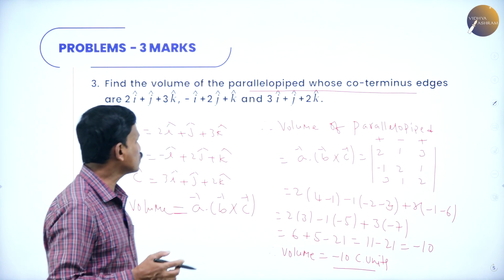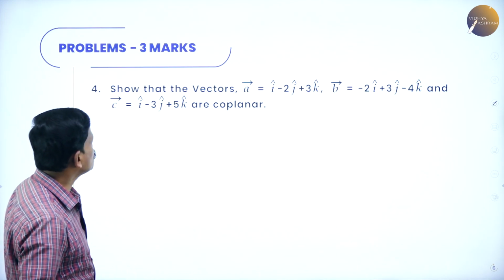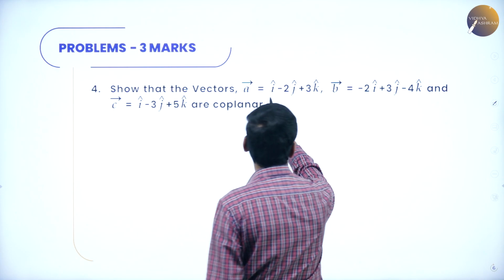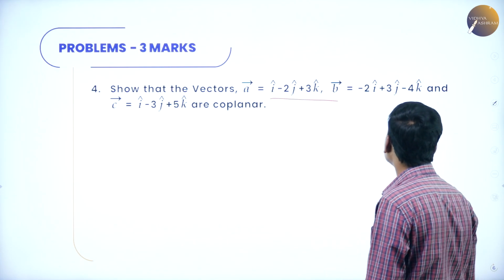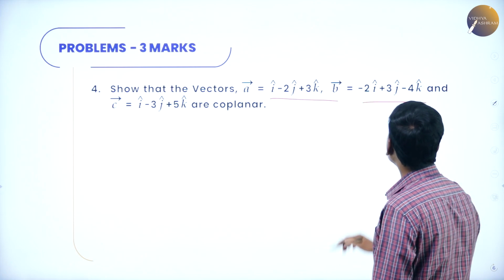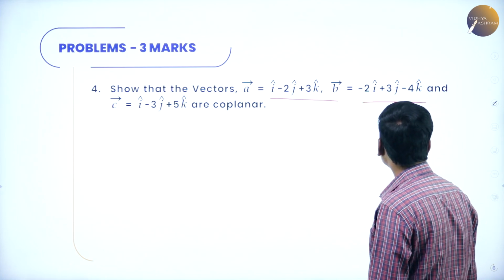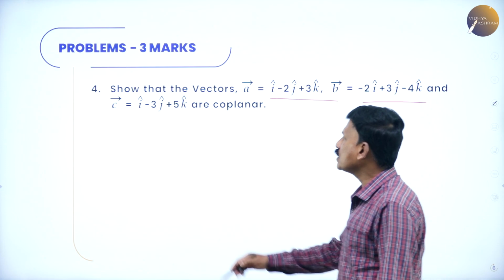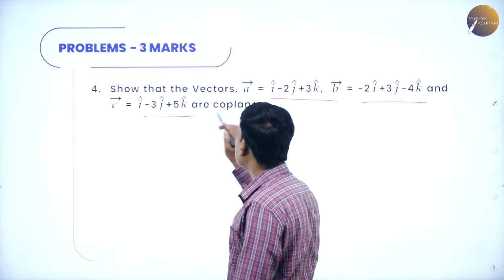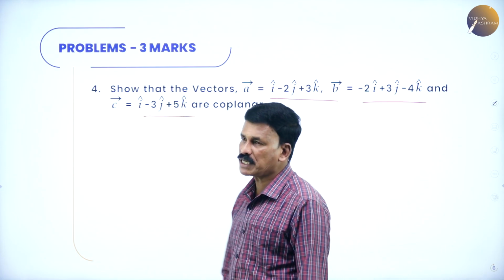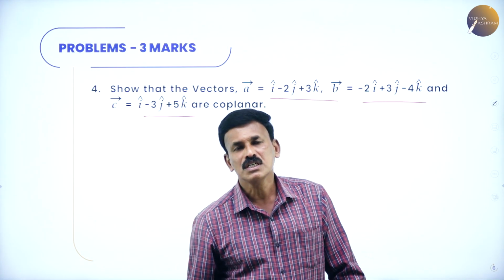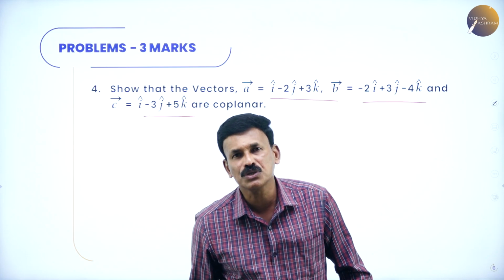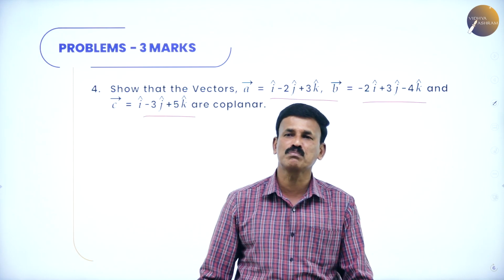Now, let us come to the next problem. Show that the vectors A equal to i cap minus 2j cap plus 3k cap, B equal to minus 2i cap plus 3j cap minus 4k cap, and C equal to i minus 3j cap plus 5k cap are coplanar. Coplanar is nothing but, as I told, if A dot B cross C is equal to 0, then the vectors are said to be coplanar.